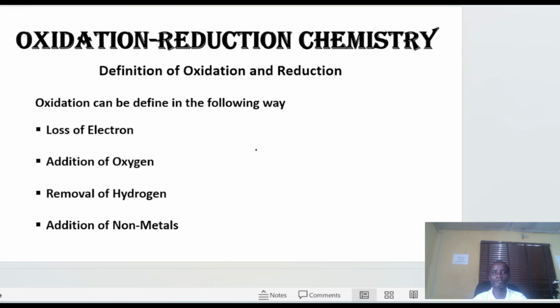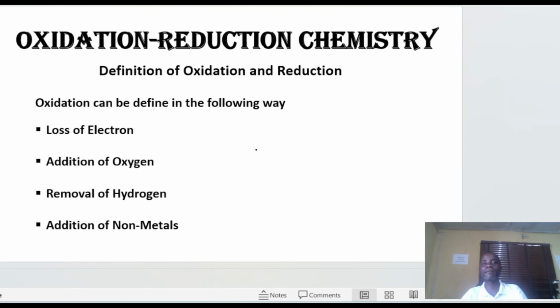Discussion today centered on oxidation and reduction. In chemistry, oxidation and reduction occur simultaneously. Based on the definition on the board, there are four ways in which oxidation can be defined. The first definition of oxidation is loss of electrons.